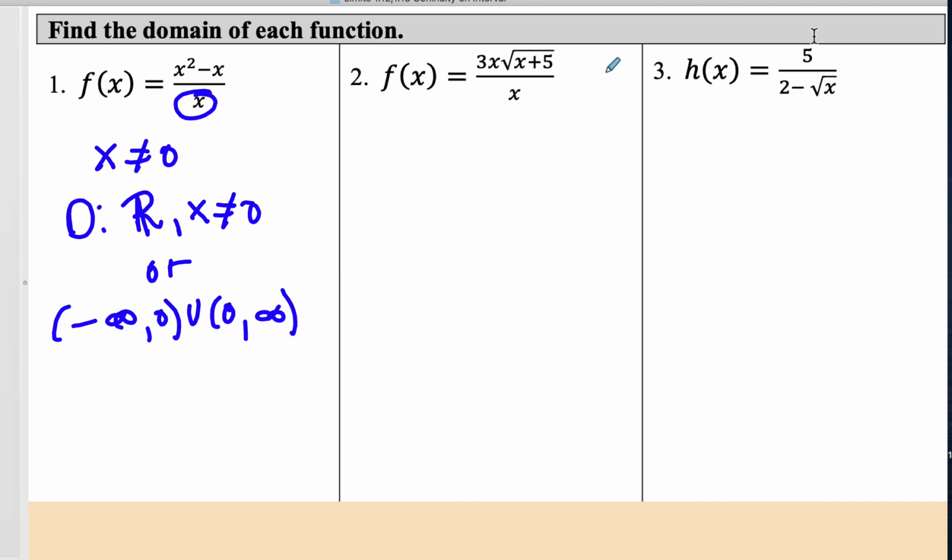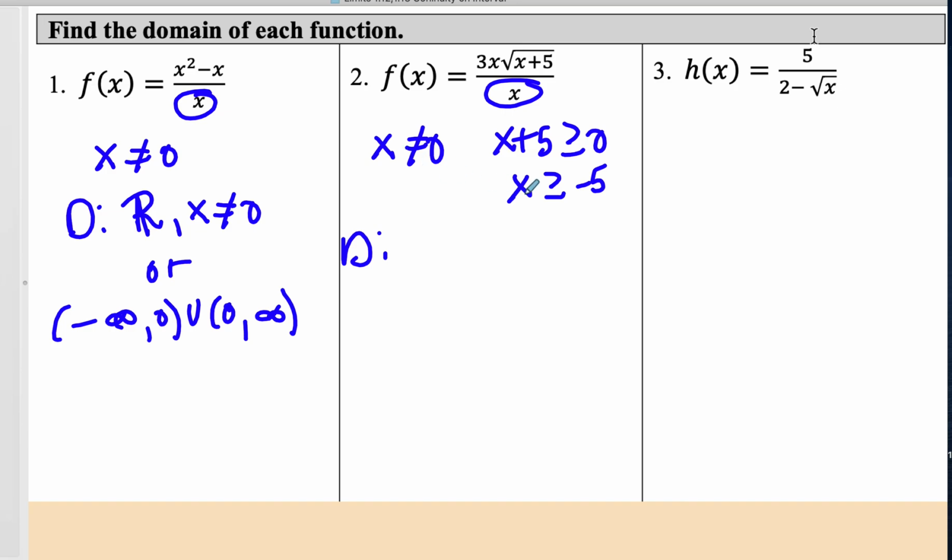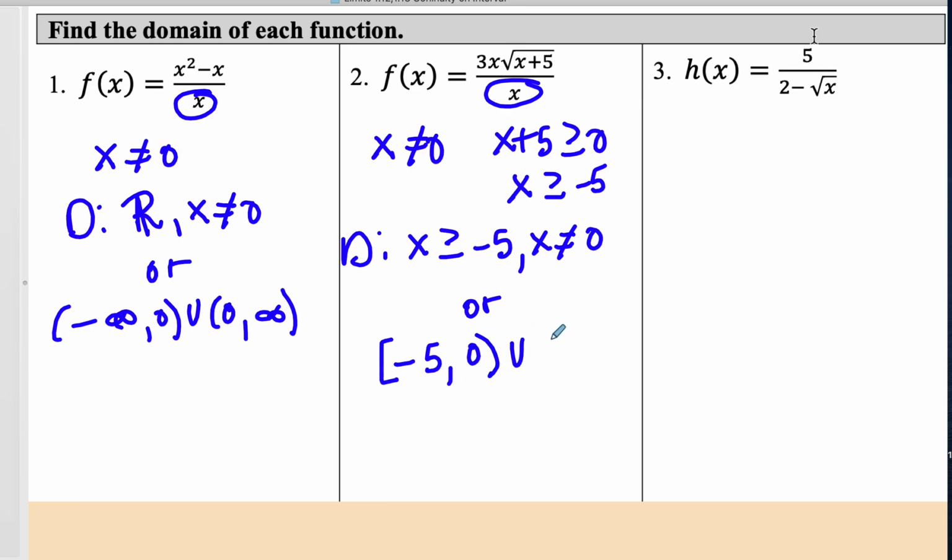This is a rational expression. Again, we've got to look at the denominator. X cannot equal 0, but there's a square root, and we know that the argument has to be greater or equal to 0. So x is greater or equal to -5. So putting these two requirements together, x has to be greater or equal to -5, but x is not allowed to be equal to 0. Or we can write it in interval notation, -5 to 0 union 0 to infinity.